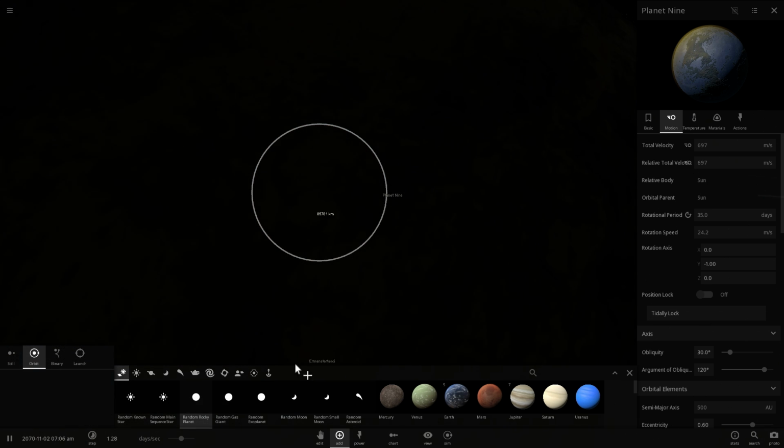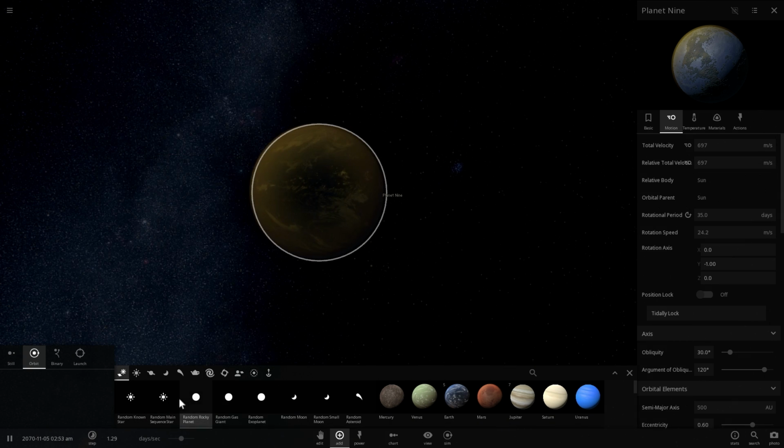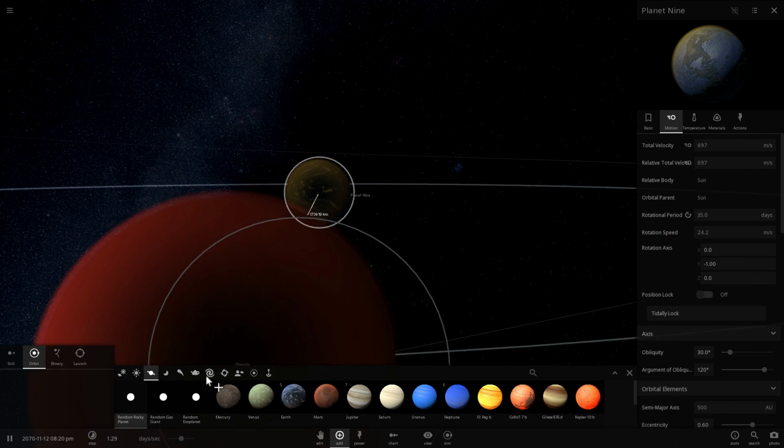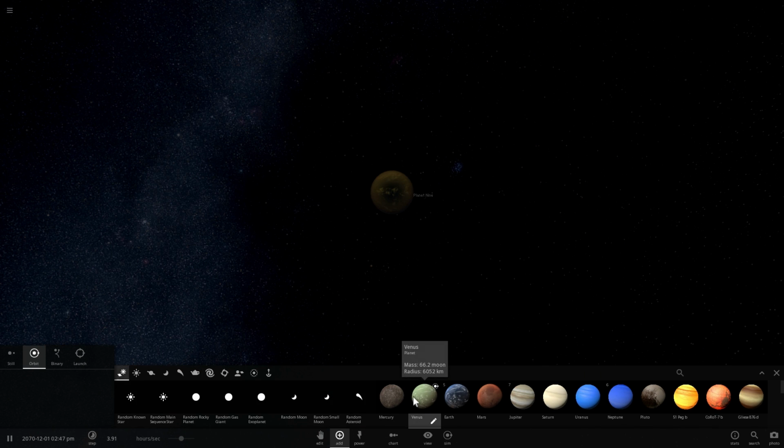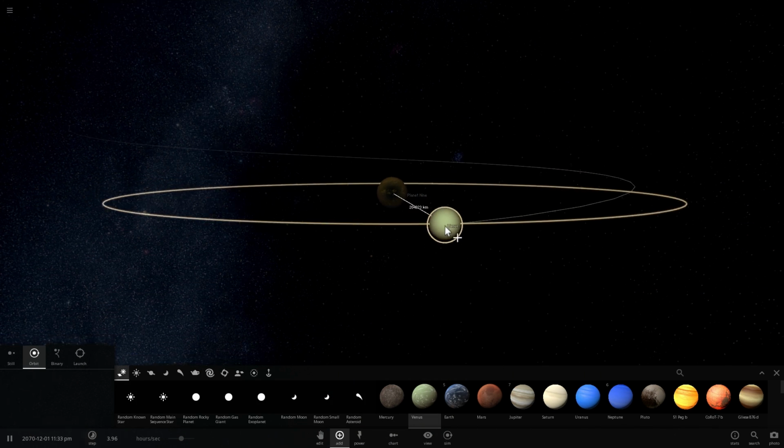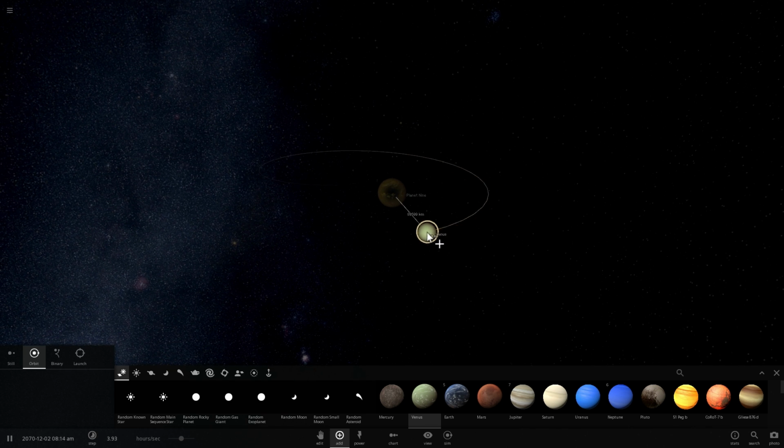Something smaller. It's too big. Whoa, this is so beautiful, but too big. This is way bigger than I want it to be. Oh, let's just place Venus. Venus works as well. So we're gonna place Venus right here.